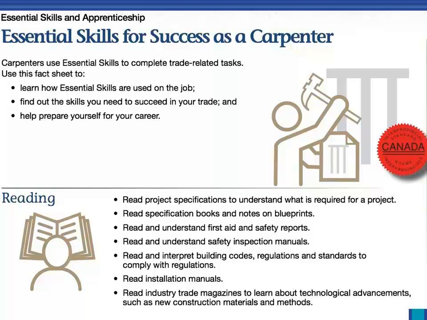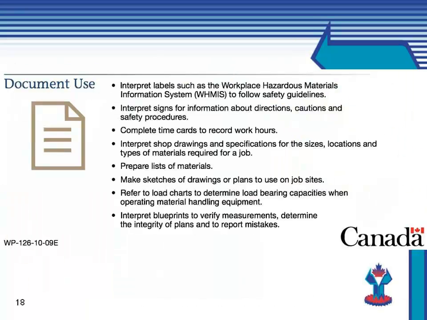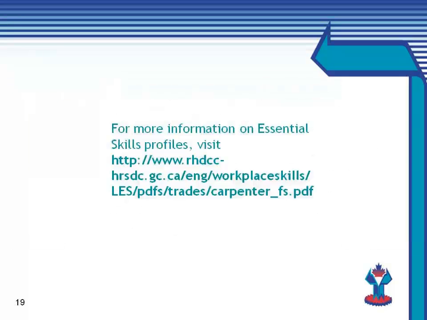Here we see reading tasks required by carpenters. This slide demonstrates the document use tasks required by carpenters. Profiles for the trades are found on the HRSDC website at the location noted on the slide. Now that you have an understanding of the required essential skills levels for targeted trades, you can use this knowledge to assess individuals to determine whether they have the skills required to perform successfully. This is done through an individual training needs analysis.